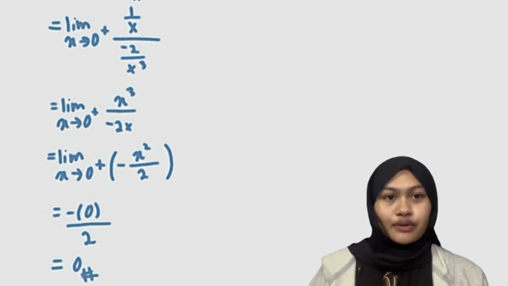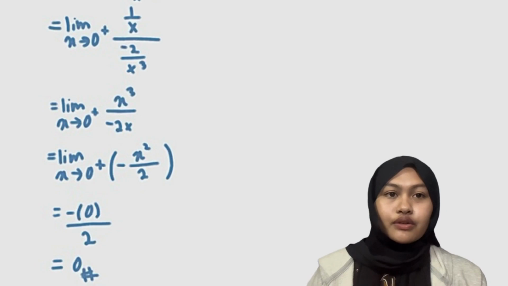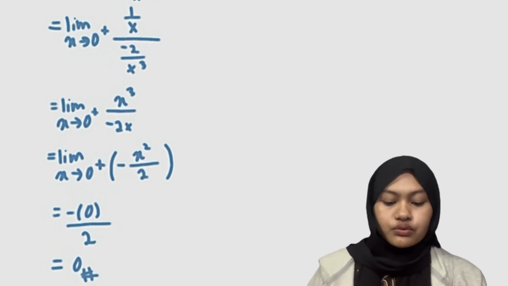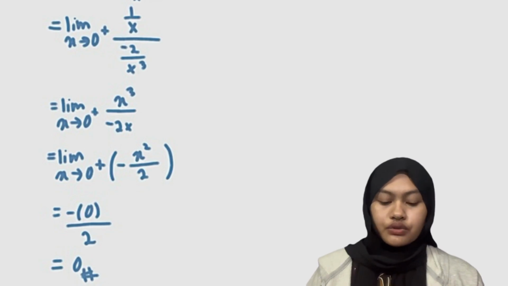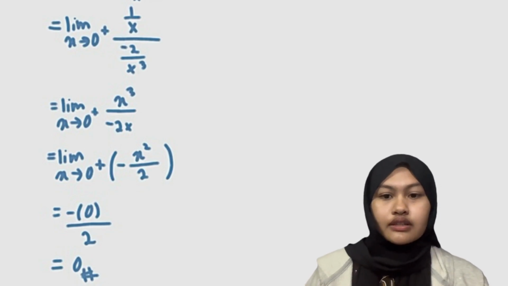After we simplify the equation, we can evaluate the limit. The limit as x approaches positive 0 of negative x squared over 2 equals 0. So the final answer that we get is 0.